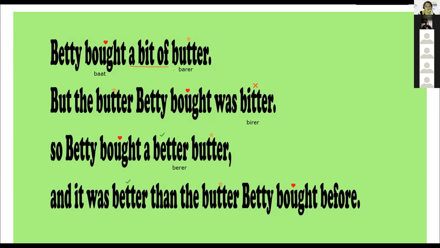So now I'm going to do the pronunciation with you. Remember, if it has a heart, but. Star, butter. X, bitter. Heart, but. Okay, repito. Heart is but. Star is butter. Heart is but. X is bitter. Heart is but. Check is better. Star is butter. Check is better.